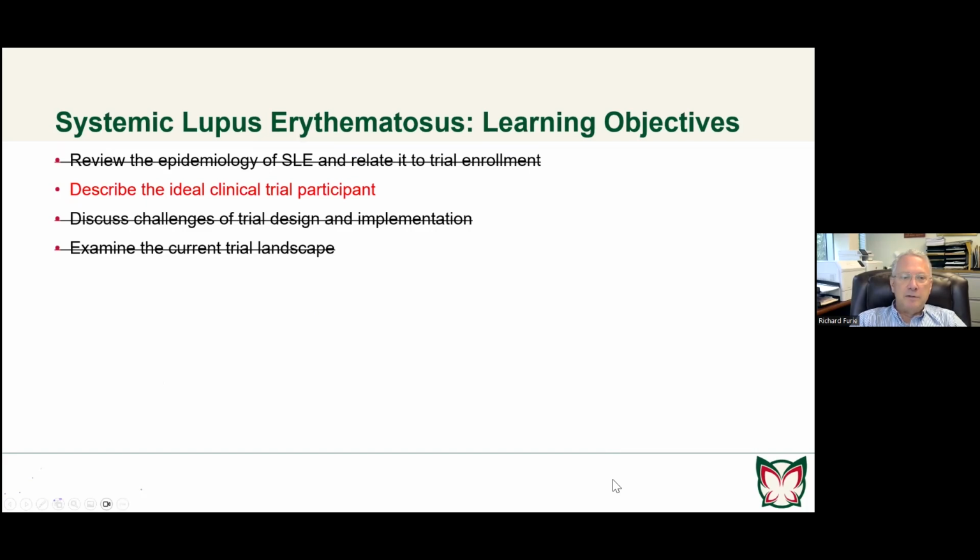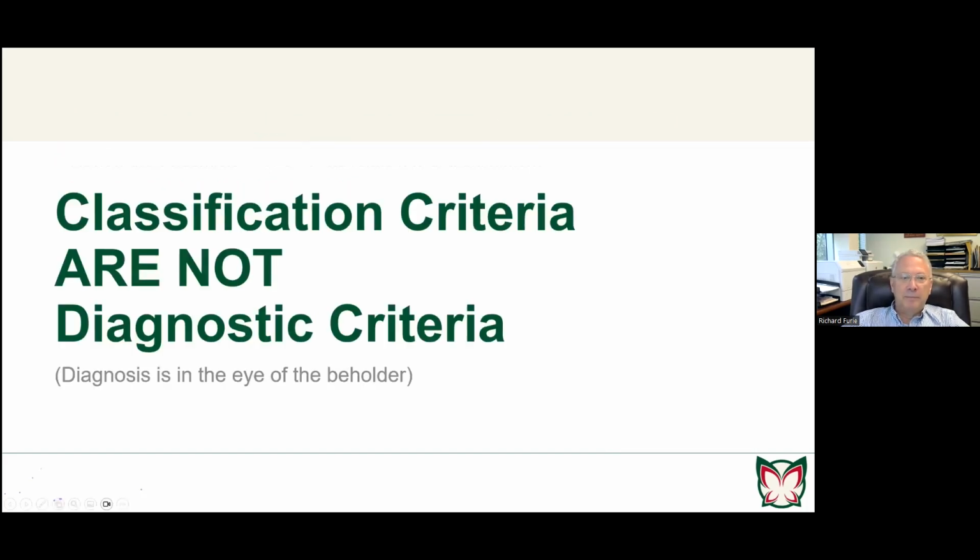All right, let's move on to the ideal clinical trial participant. Now, it's very important. Classification criteria are not diagnostic criteria. So the patient may think they have lupus, the clinician may think the patient has lupus, but they have to meet classification criteria of some sort. There have been several iterations of classification criteria over the years. They have to meet these criteria to be eligible for the study.